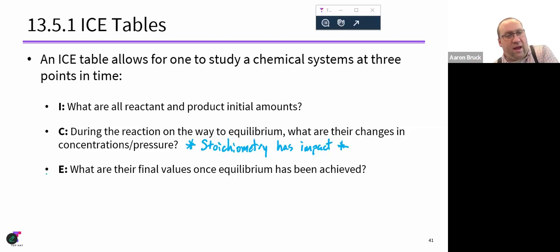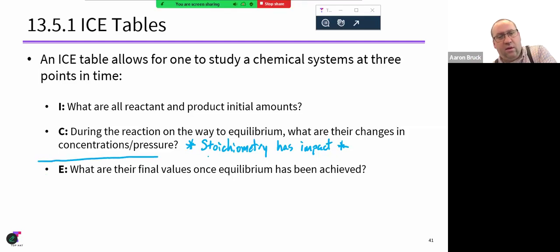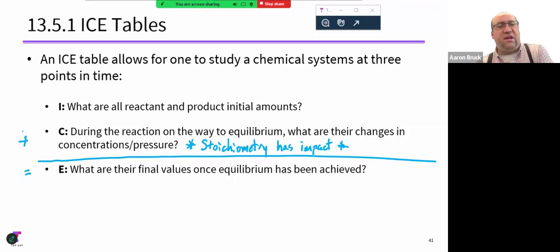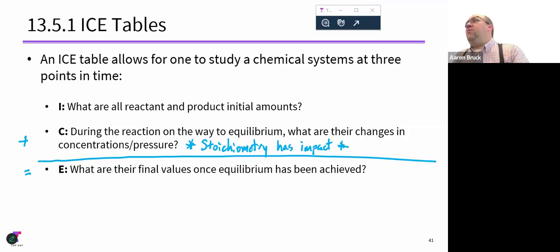Now, in an ICE table, I plus C equals E. So my equilibrium conditions are going to be what we expect at equilibrium. I can find those equilibrium conditions by adding together the previous two lines.